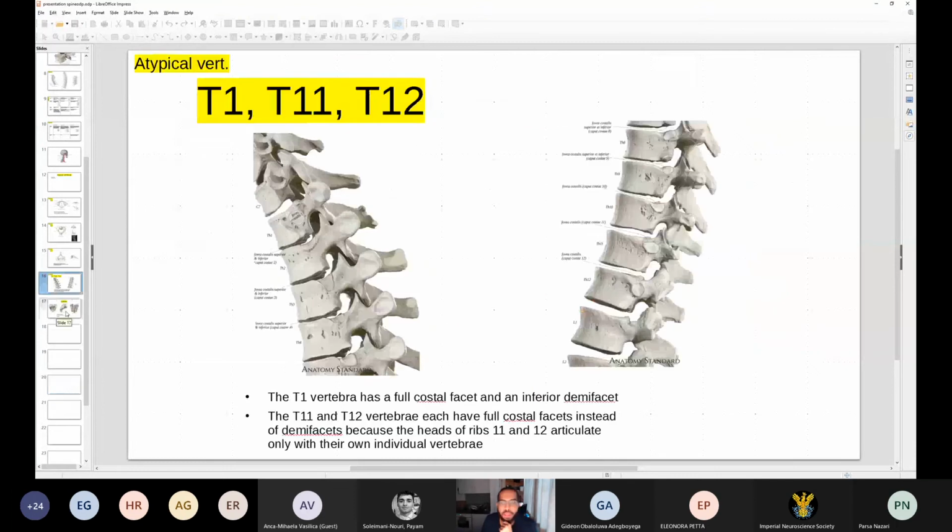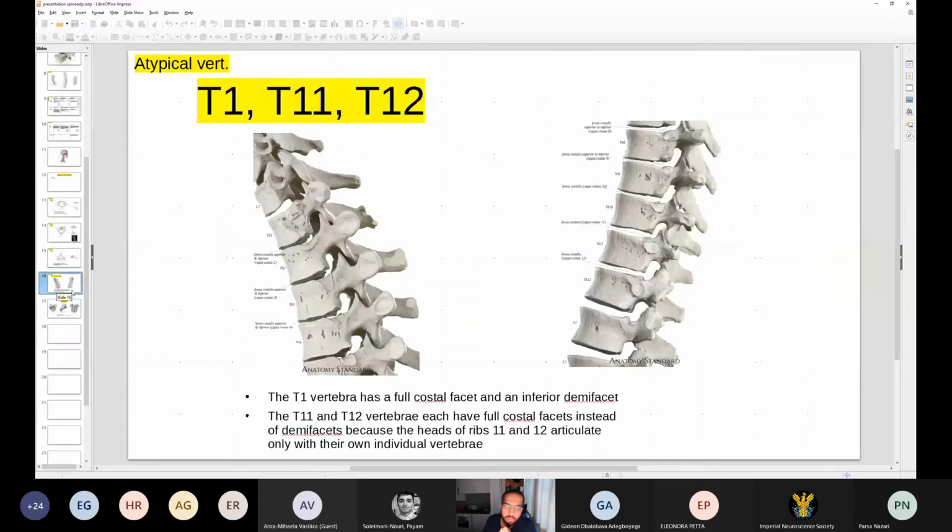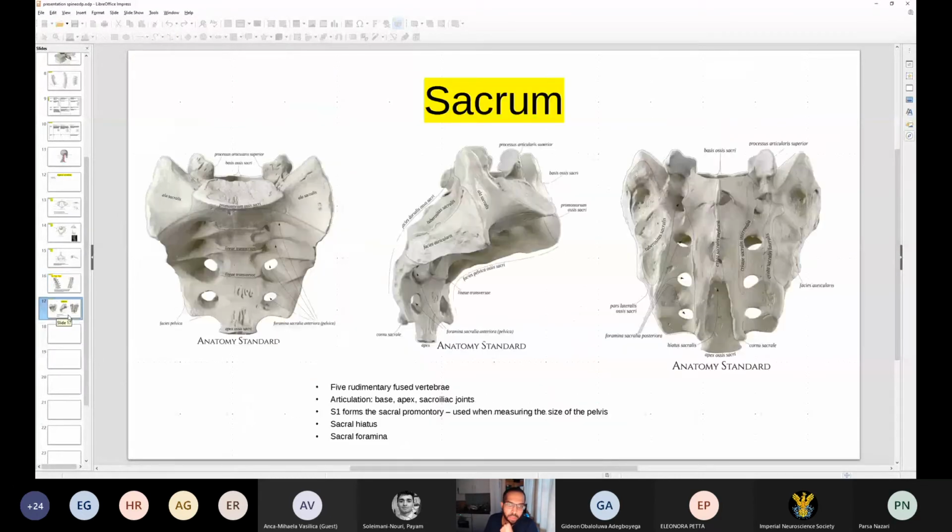Okay. So that was for the cervical, thoracic, and lumbar. So we'll talk a little bit about the sacrum. The sacrum is composed of 5 fused vertebrae. You can't really tell them apart. It has a triangular or a pyramid shape.